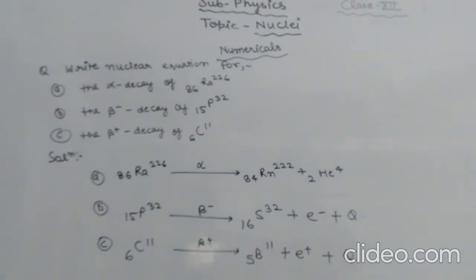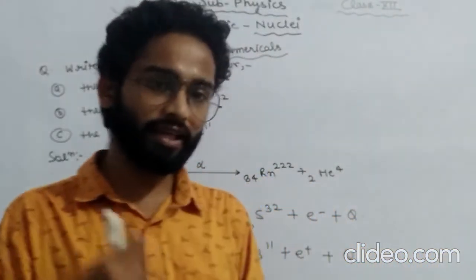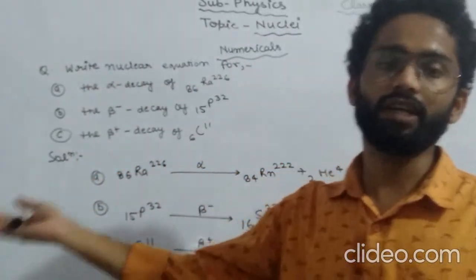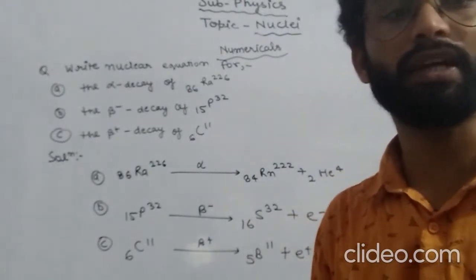In this numerical, we have to remember one of the formulas or rules: when an alpha particle is taken out from a radioactive element, then the atomic number is decreased by 2 and atomic mass is decreased by 4.